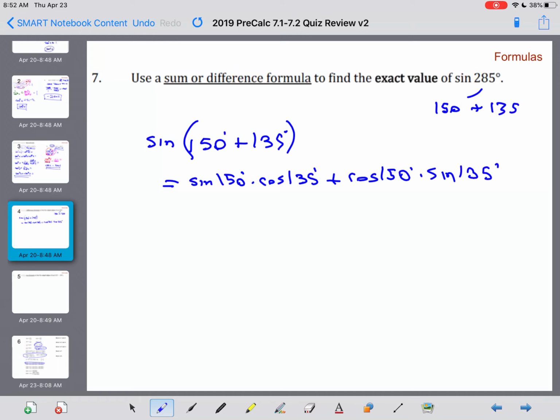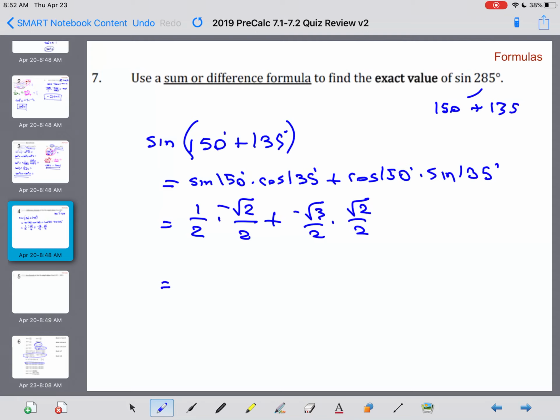Okay, now using our unit circle knowledge here, sine of 150 is 1/2. The cosine of 135, that's a 45 multiple, so that'll be negative. Cosine of 150 is going to be negative root 3 over 2. And then the sine of 135 is going to be positive root 2 over 2.